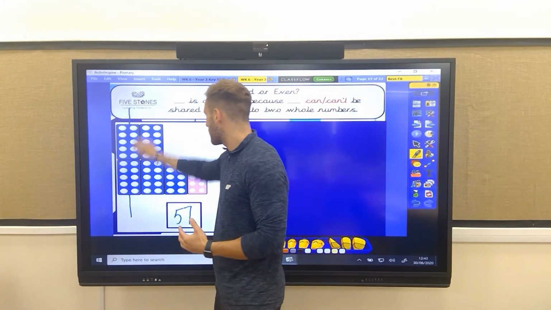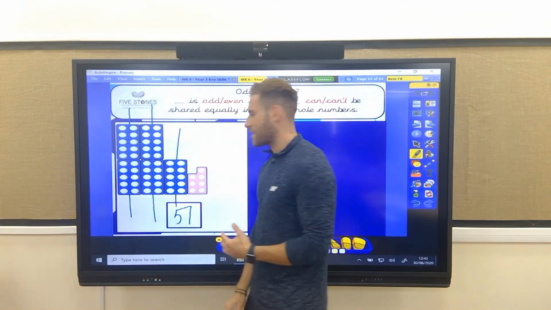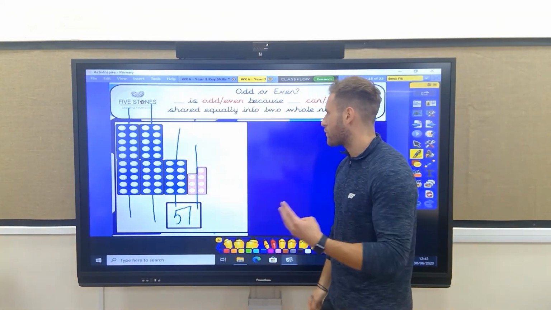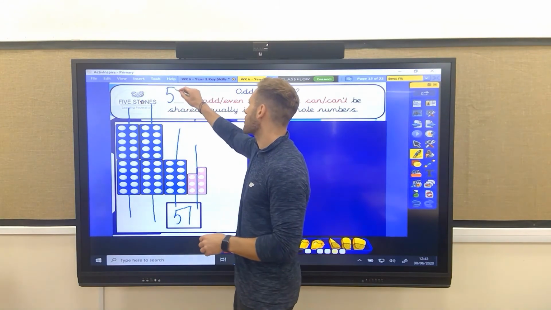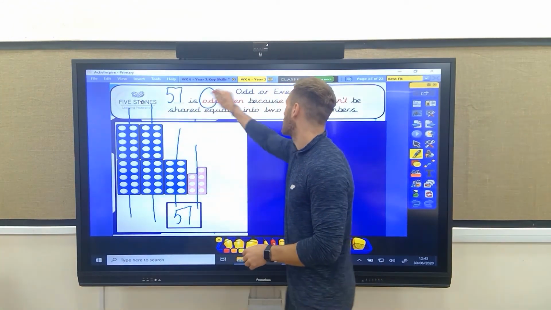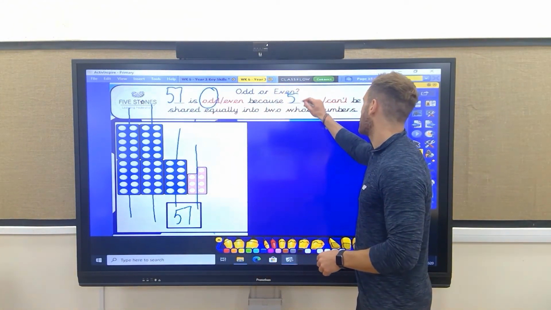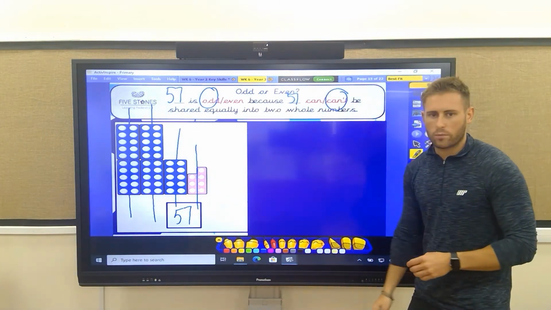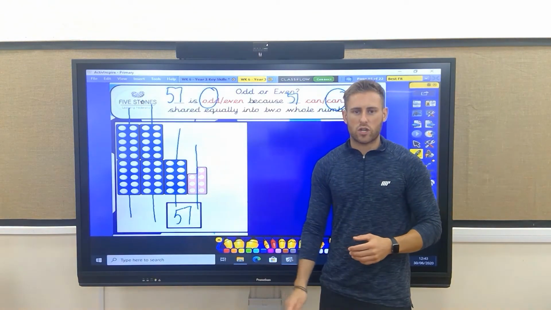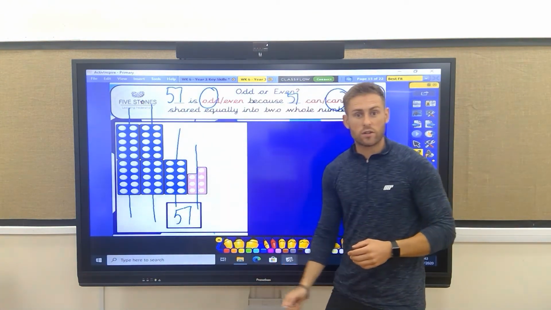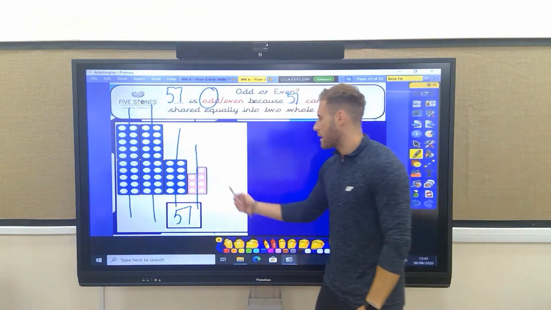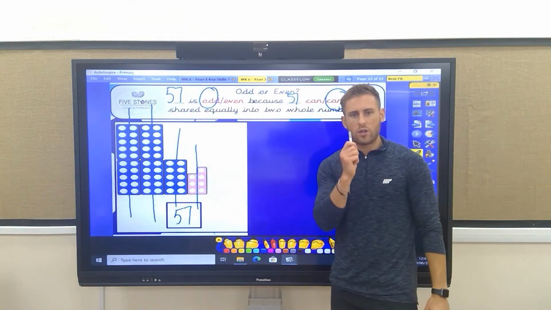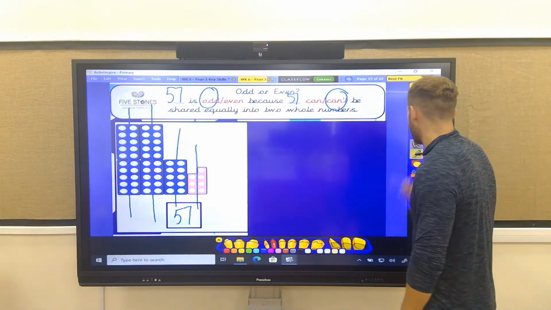Let's share our 10s. Yeah, nice and even. But those 1s, 57, no, it's 4 and 3. So 57 is actually odd because 57 can't be shared equally into two whole numbers. And which part of it couldn't be shared equally? The 50 could, even though 5's an odd number, but the 7 couldn't. So the ones column tells us whether the number is odd or even.